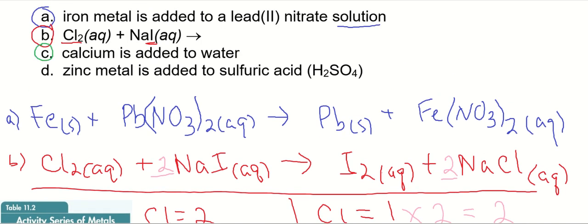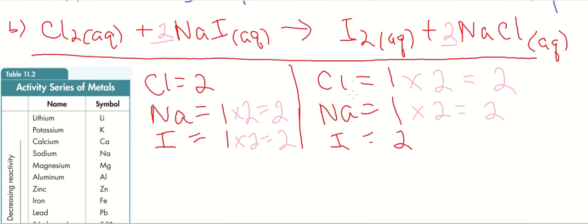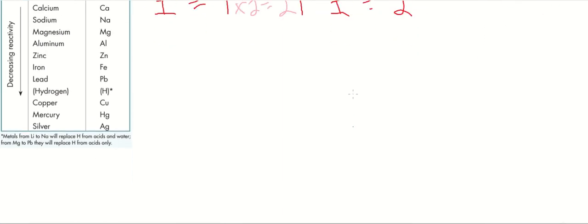Calcium is added to water. Calcium metal is added to water. All right. Let's see. All right. Calcium is a solid, and water is a liquid.